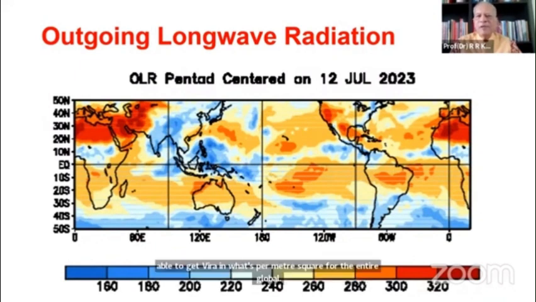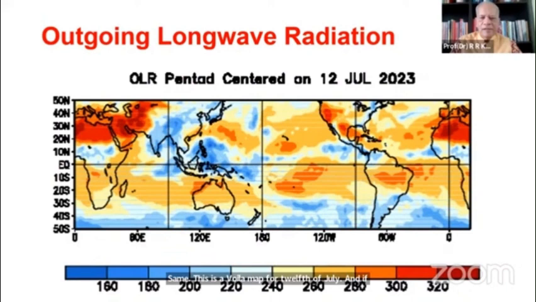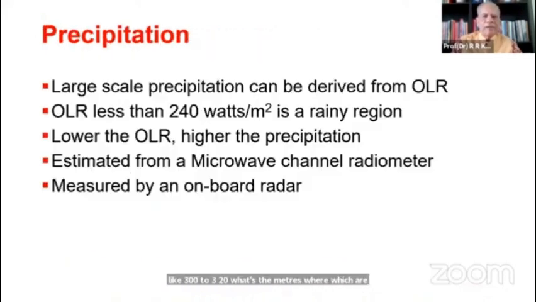This is an OLR map for 12th of July. And if you can see a little clearly, OLR less than 240 watts per meter square, which is colored blue, is the monsoon area and the tropical area, where convection is active. And the brown area is something like 300 to 320 watts per meter square, which are deserts or where there is hardly any convection. So we can, in fact, estimate large-scale precipitation from the OLR measurements.